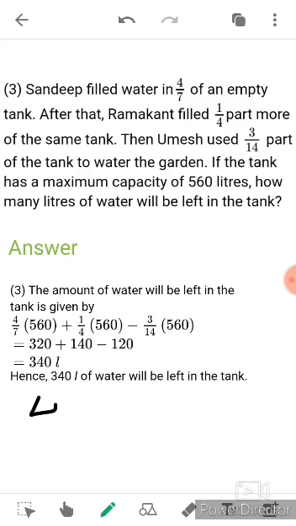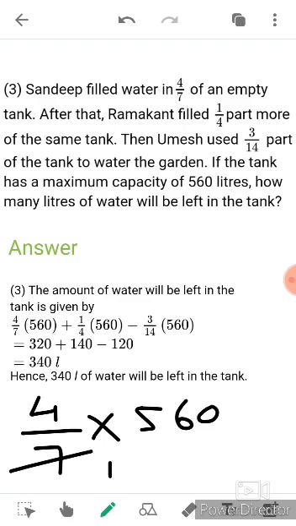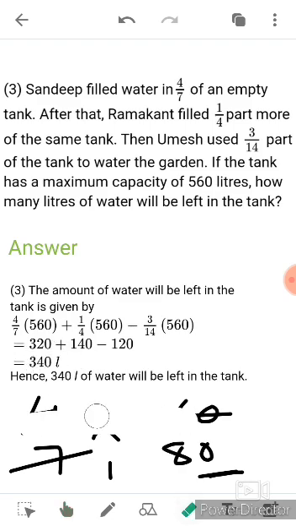So 4 upon 7 multiplied by 560. So 7 ones are 7. 7 8s are 56. 0 as it is. Now multiply 4 multiplied by 8. 4 8s are 32. 32, 0 as it is. So 320 here. 320 is the answer. Now the next one.